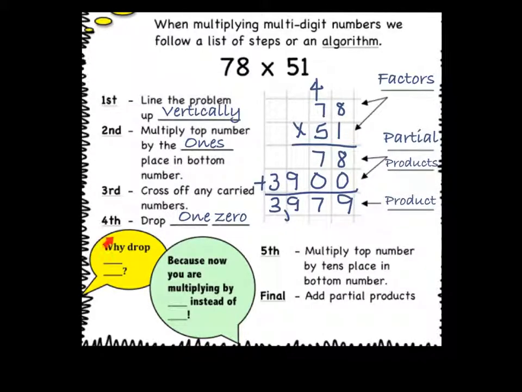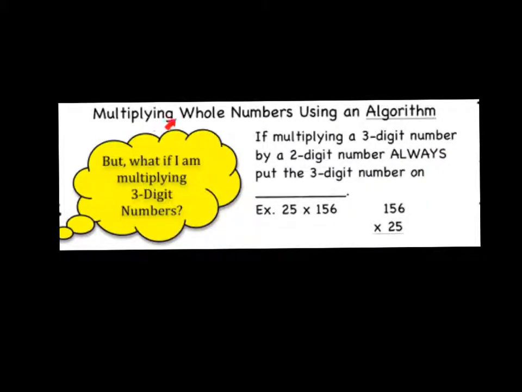Now we can't forget to fill in our two bubbles down here. So the first one asks us, why drop a 0? And the answer to that is because now we are multiplying by 50 instead of 5. A couple things to remember. Multiplying numbers using an algorithm. The first thing is, if multiplying a 3-digit number by a 2-digit number, always put the 3-digit number on top. You'll still get the same answer if you don't, but it's just going to make it a lot easier on yourself.